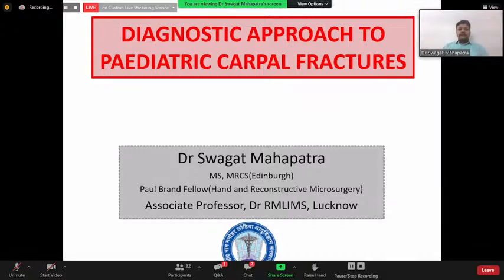Now, coming to my presentation, it's diagnostic approach to pediatric carpal fractures. So the good thing about this presentation is actually it's a very, very rare injury. When I was going through publications regarding this, I found that a popular pediatric orthopedic textbook, Rang's Textbook of Pediatric Orthopedics, has only 10 lines dedicated to carpal fractures in children. So I'll try to throw whatever light I can regarding this.